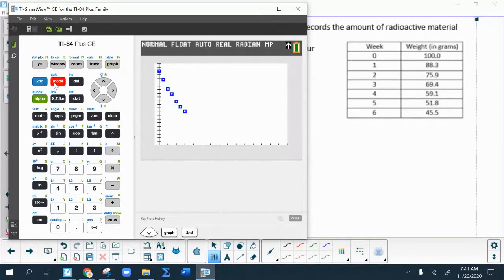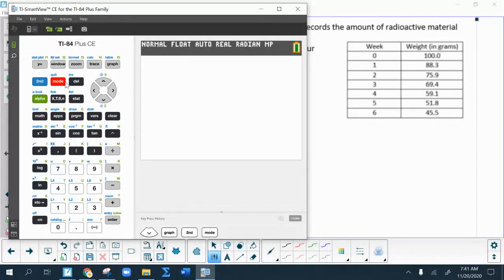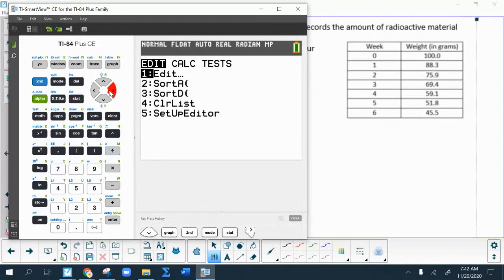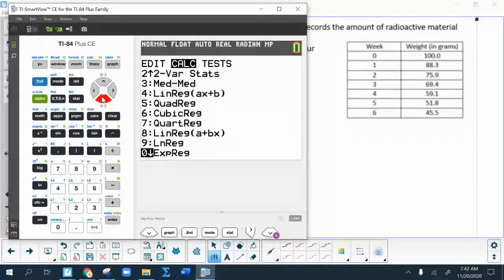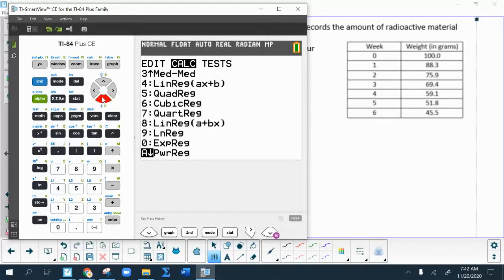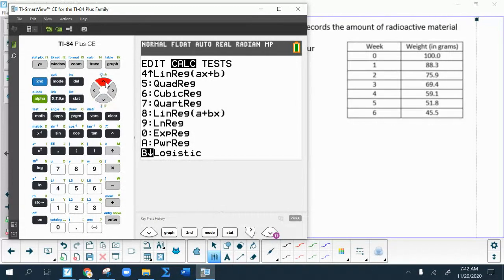Okay, so now I want to find that equation. I find the equation by doing regression. So I go to do regression, I go to stat and then over to calc. And calc has all the regression information. So like this is linear, quadratic, cubic, quartic, another linear. That's logarithmic. That's exponential, which is what we want. That one's a power. We probably won't use that one. And then logistic, we'll actually use that one as well, probably tomorrow. So we want the exponential.